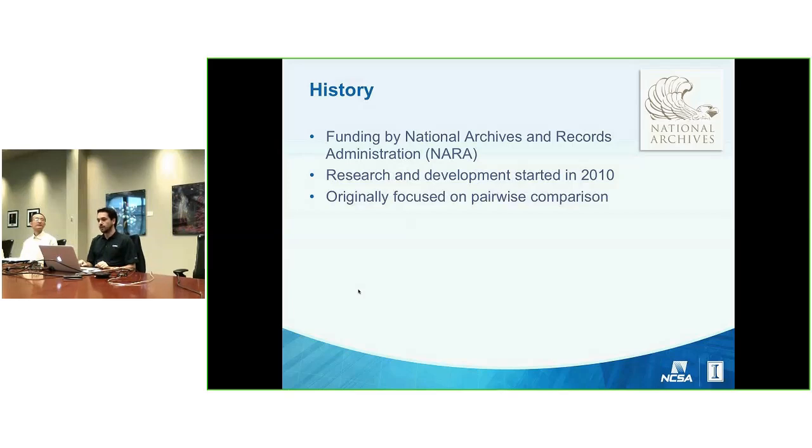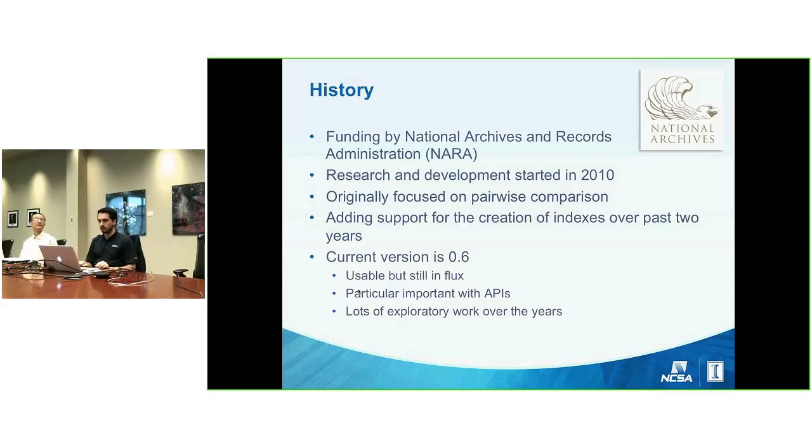And like I said, originally focused on pairwise comparison, and over the past 2 years, we started doing this indexing optimization. The current build, the current version, we call 0.6. 0.6 is arbitrary. It could be 0.9, 0.1. We actually had a 0.1. But the reason why we're not at 1.0 yet is that it's usable, but it's still in flux. There are a lot of things that are changing.